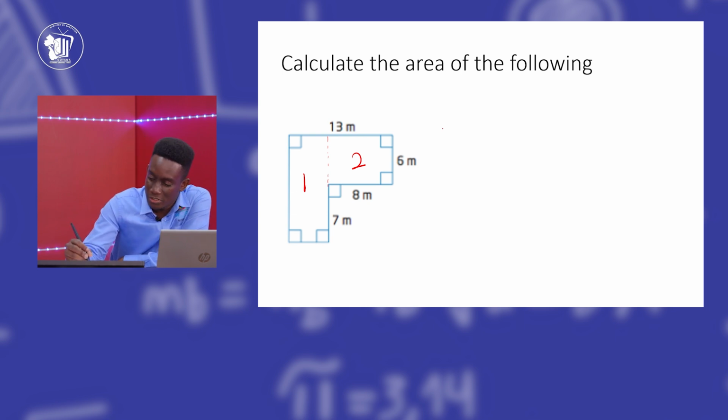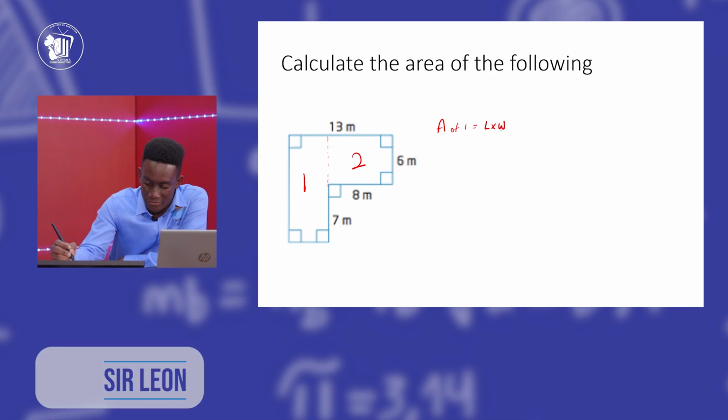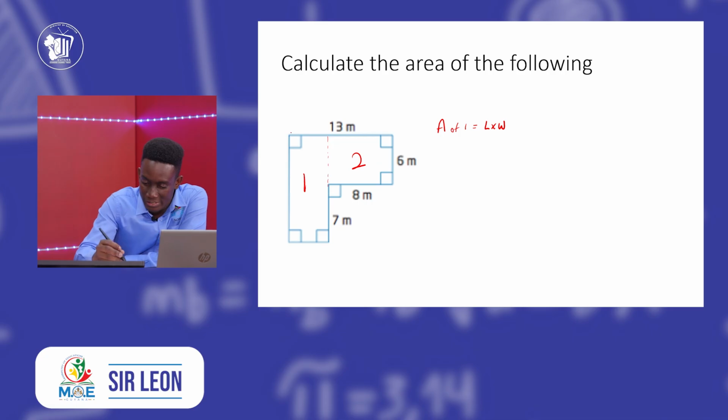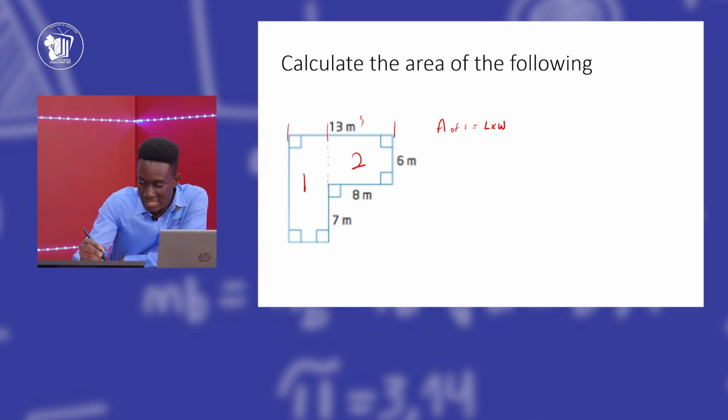So let's go. The area of shape 1, you know it's a rectangle, so it will be length times width. So we need to find the length. So we know this entire thing, from here to here, is 13. And from here it is 8. 13 subtract 8, we know, will give us 5. So this piece is 5 meters.